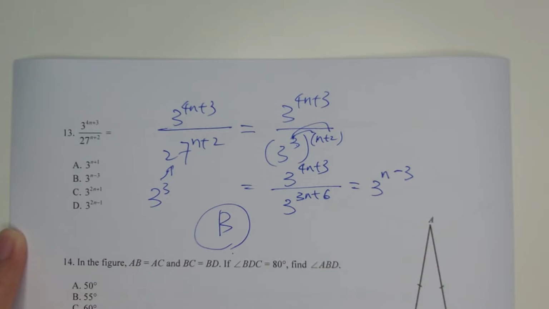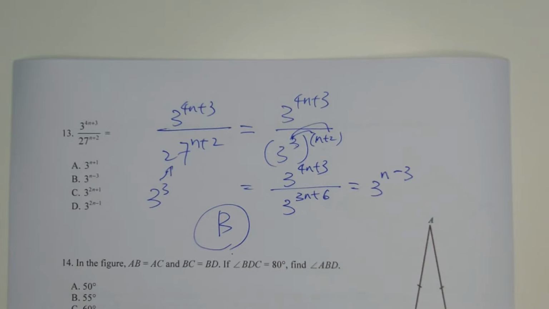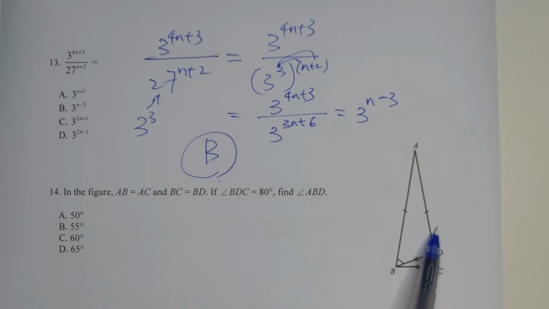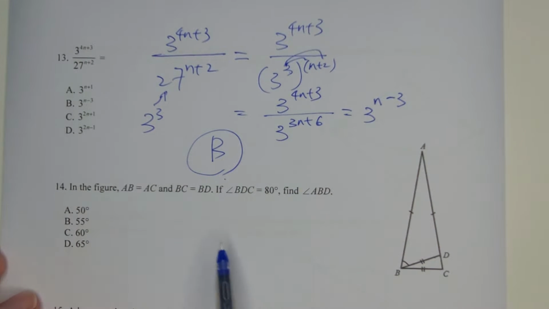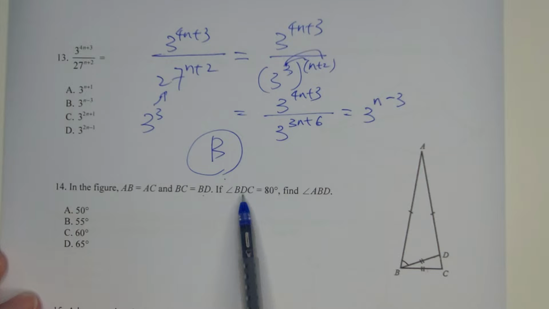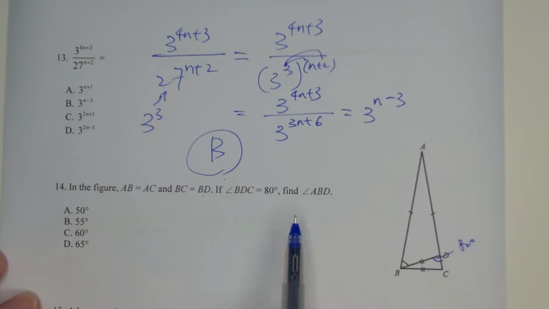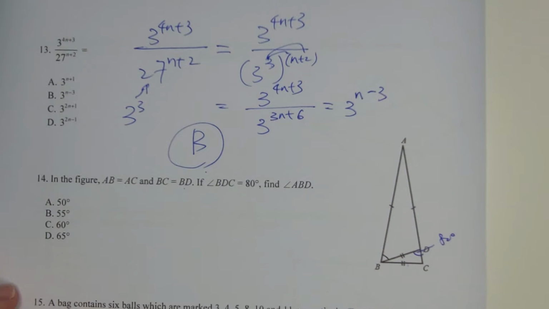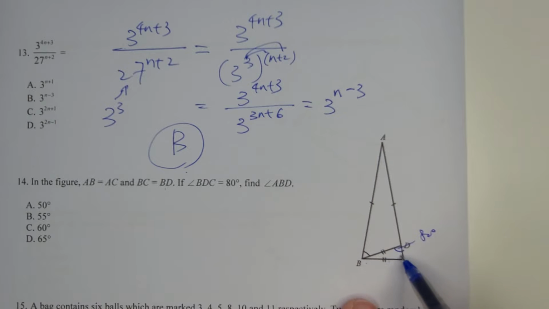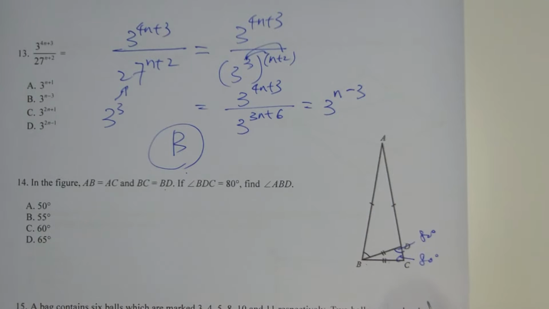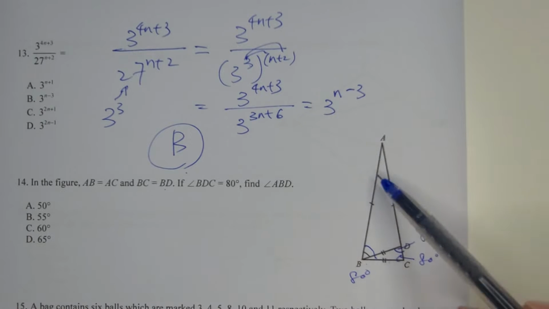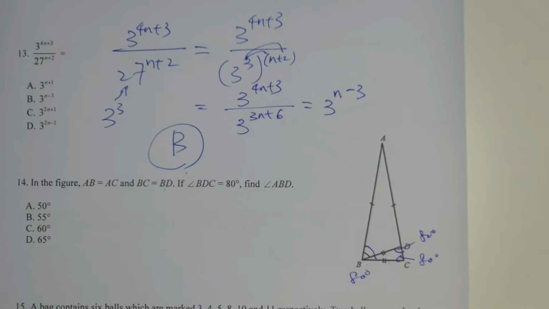And then, let's move to another question. In this figure, AB equals AC, and then BC equals BD. If angle BDC is 80 degrees, find angle ABD. So you can see from this triangle, you know this also 80 degrees, base angle, isosceles triangle, and then you will know this big angle will also be 80 degrees by using the big triangle ABC, base angle, isosceles triangle.